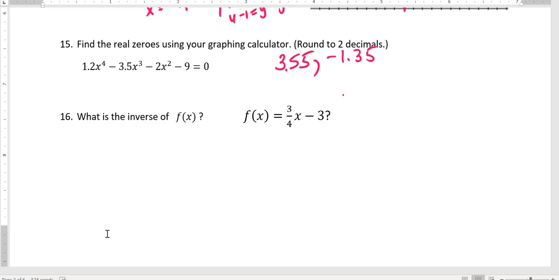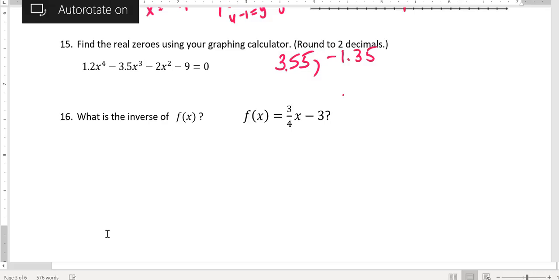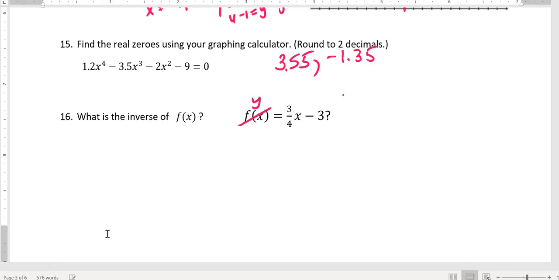Those are just my real ones, though. No imaginary ones. For the calculator, you can only find the real ones that way. Now, to find the inverse, we just did this on the last test, so hopefully this is fresh. All we need to do is we know that this is another name for y. Now, to find the inverse, we're going to swap x and y. Right? Now, we're going to solve for y.